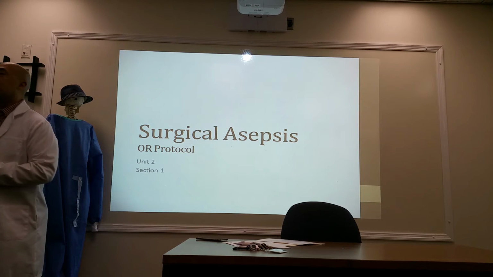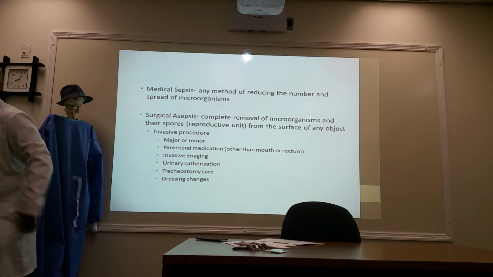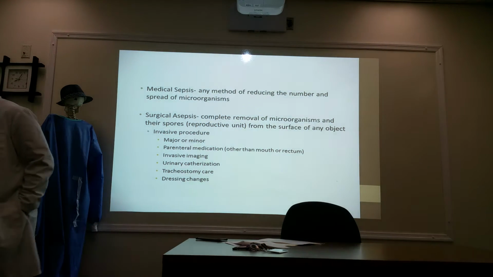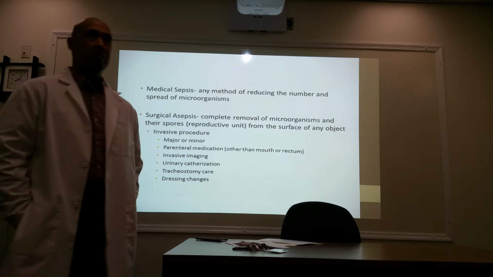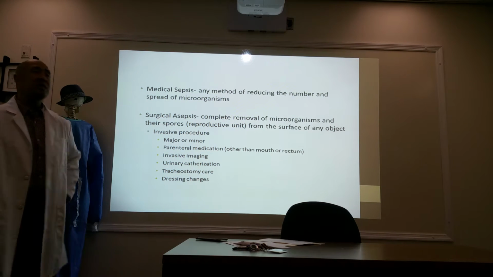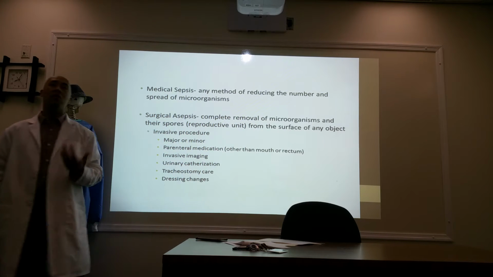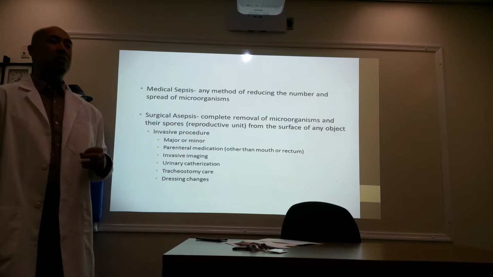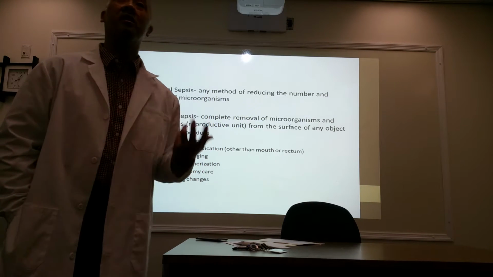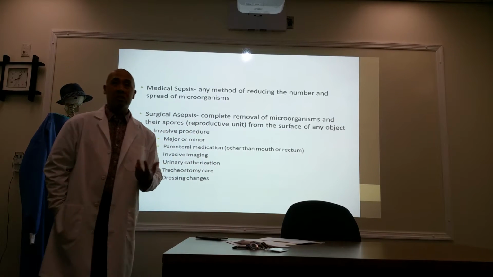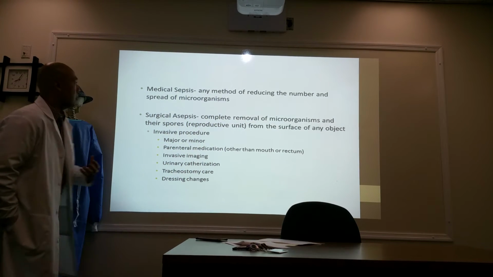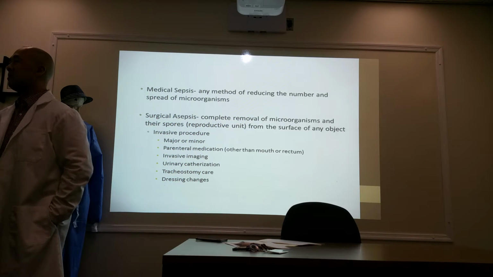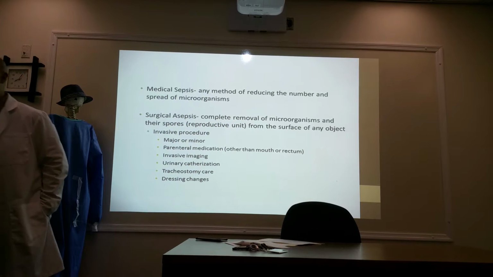Okay, so let's go ahead and begin. As we said, medical asepsis is any method of reducing the number and the spread of microorganisms. Okay, it isn't 100% because again we've eliminated most of it, but not all of it. When we're talking about surgical asepsis, now we're talking about also eliminating the reproductive parts of these microorganisms, the spores. So surgical asepsis is complete removal of microorganisms and their spores from the surface of any object.